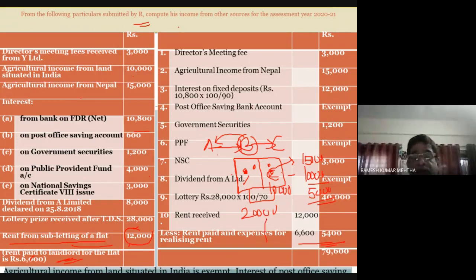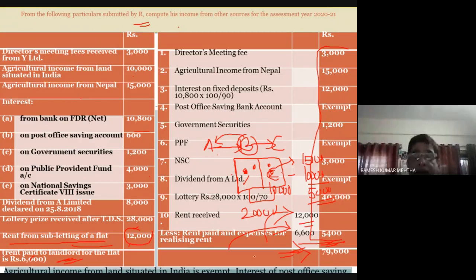So in this case, 12,000 was the income from subletting, and the rent he paid to the owner was 6,600. So the total income from subletting is 12,000 minus 6,600, which is 5,400. This is also income from other source which is fully taxable. So these are all the income from other source. If you add, you will get 79,600.